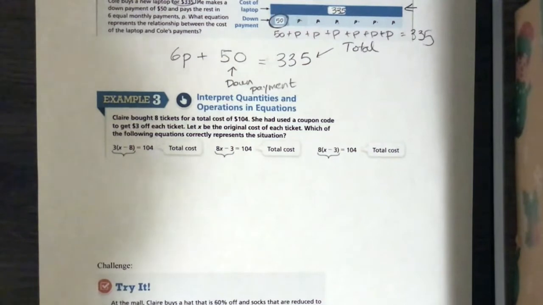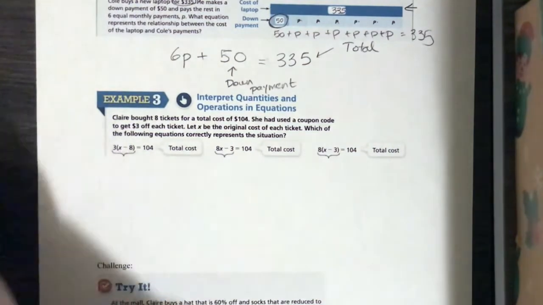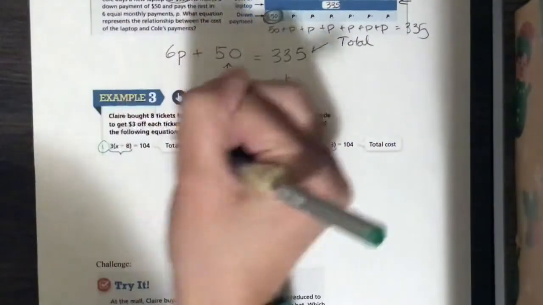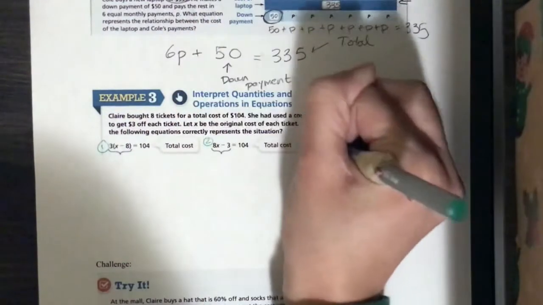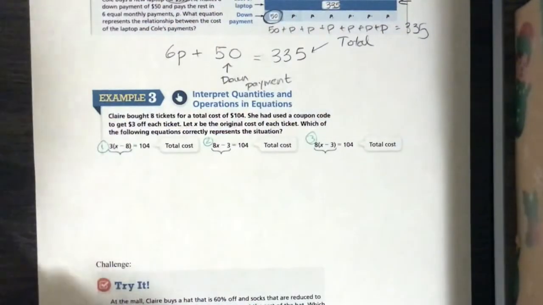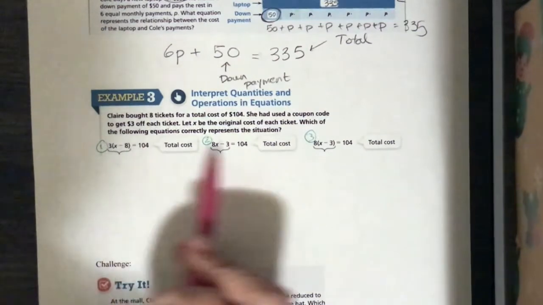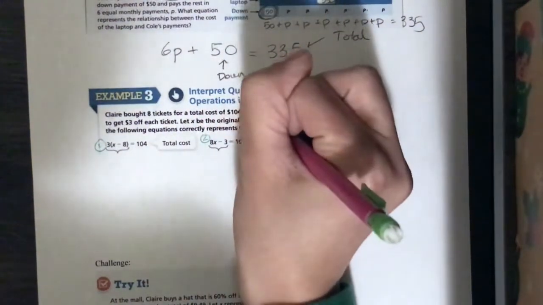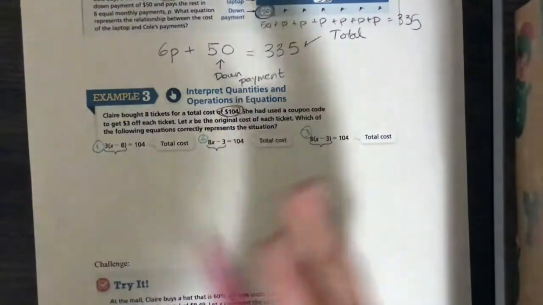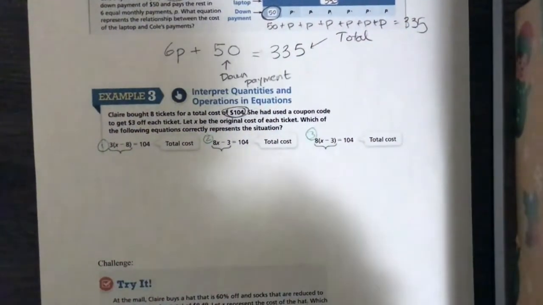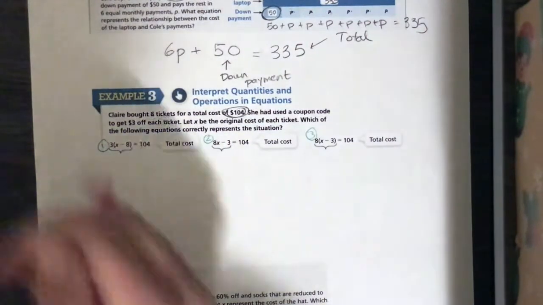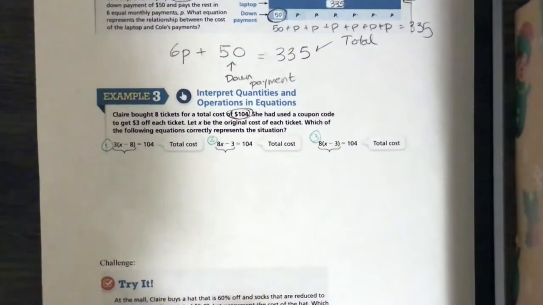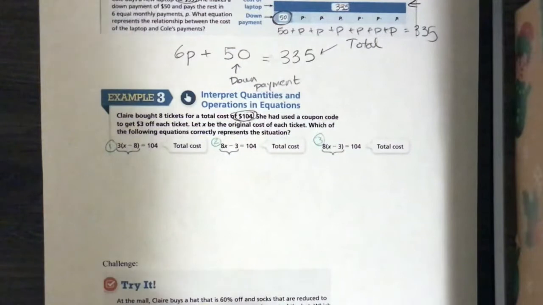All right, so these are my 3 options. In option number 1, 2 and 3, I have equals 104. That's great, because that's the total cost. And total is always going to be on one side of the equal sign, right? That's the total cost. So we're good there. That's what should be the case. We have to figure out what's going on the left side.